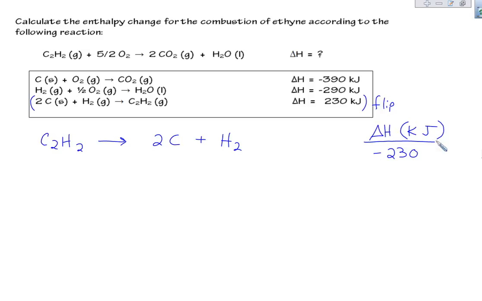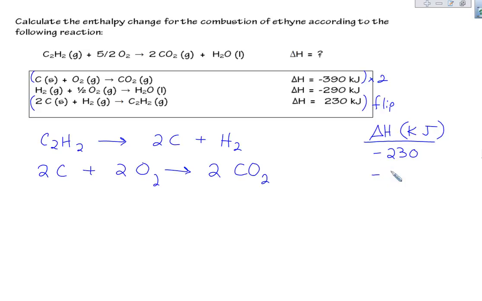Let's try taking maybe this first step. I want 2 carbon dioxides. Let's try multiplying this times 2. So I will have then 2 carbons and 2 oxygens, O2, forming 2 carbon dioxides. We're going to take that negative 390 times 2, or negative 780.